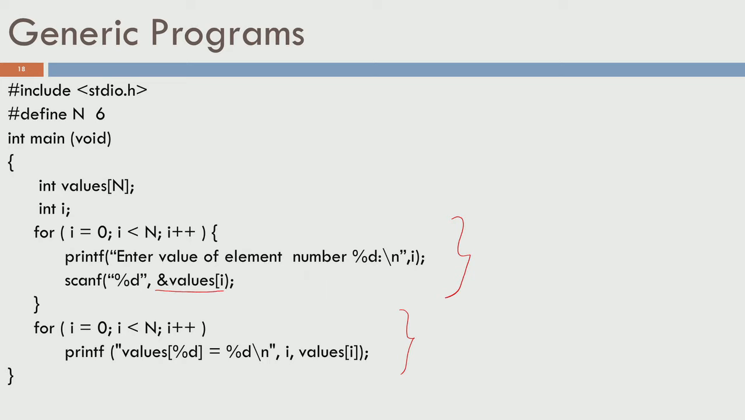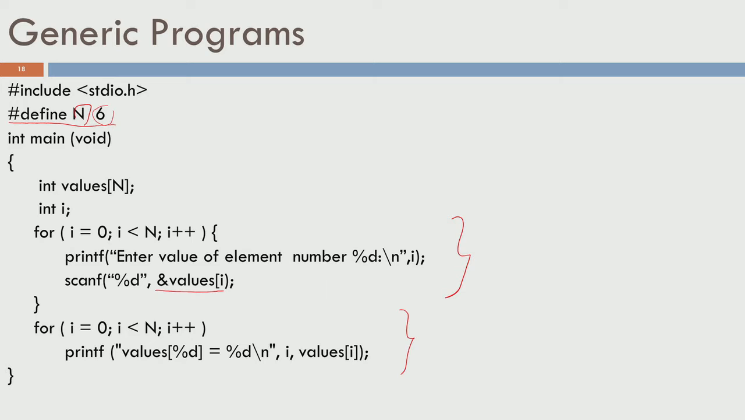So, I need a mechanism by which I can do this in a generic fashion, and that is where C comes in very handy with something called hash define. So, see this line 2, hash define n 6. What this does is wherever you see a symbol n, it is going to replace that with value 6.